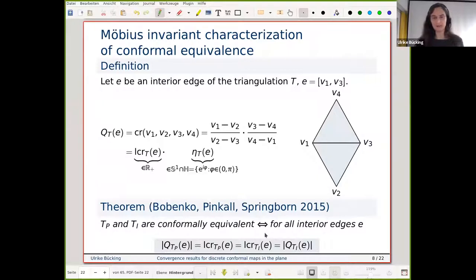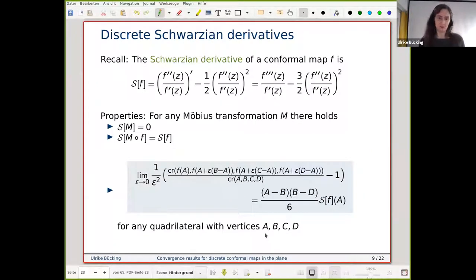But what's even nicer now for our convergence result is that these cross ratios are related to other smooth objects, well-known ones. And these are the Schwarzian derivatives, which are also invariant under Möbius transformations in some way, such that the Schwarzian derivative of every Möbius transformation vanishes, and if you postcompose a function with a Möbius transformation, then the Schwarzian stays the same. And what's important for our case is that you can really obtain the Schwarzian derivative in a smooth case by considering cross ratios, as here in the bottom formula.